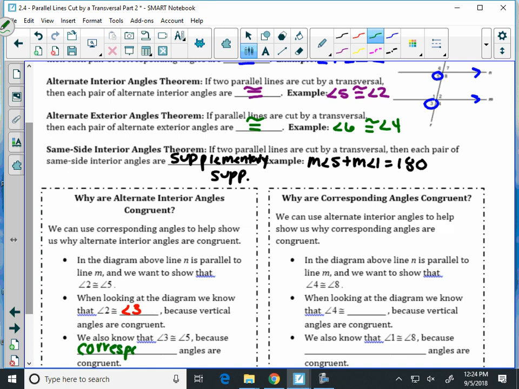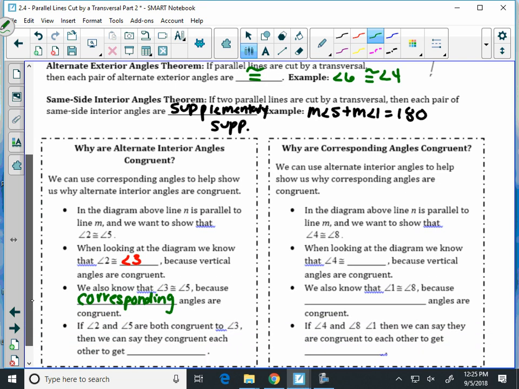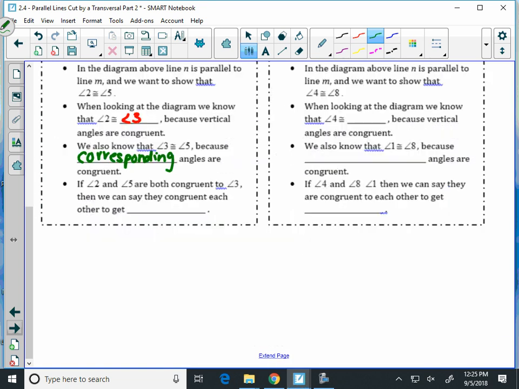Again, you can put CORR. I'm going to write it out so you know what I'm talking about. Corresponding angles. And there's this thing in math, right, where if one thing's congruent to another, and another thing's congruent to that same thing, then the first and second thing are congruent. Meaning, okay, 2 is congruent to 3. We also said that 5 is congruent to 3. So then, if they equal the same thing, don't they equal each other?